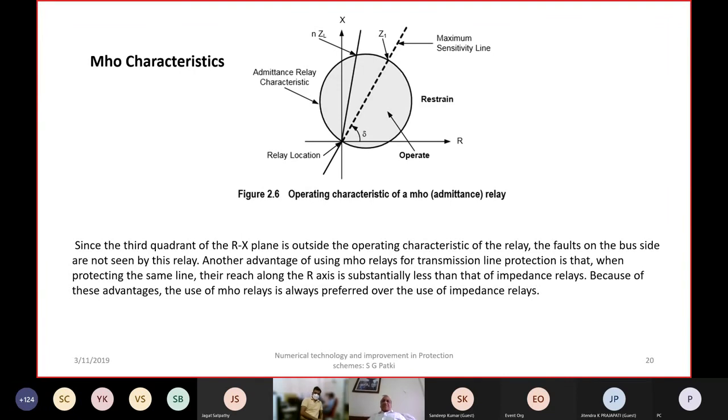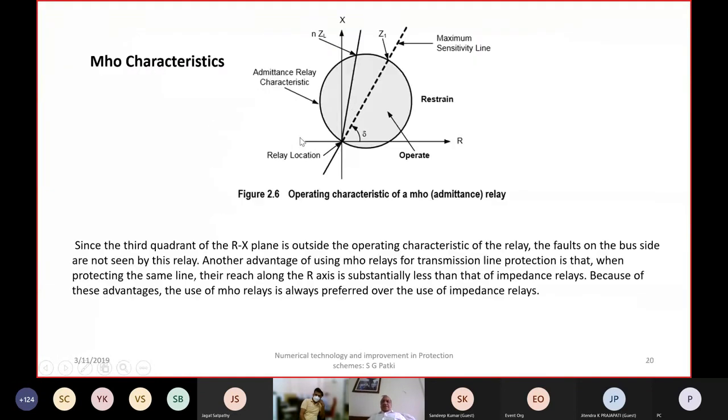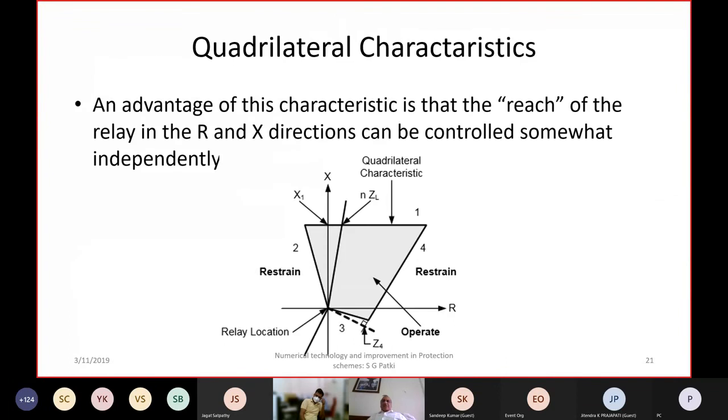So one of the actions which was taken is, this circle can be twisted, it can be tilted in this direction. So by tilting the circle towards the R axis, you can increase the resistive reach. So this is one of the techniques which was used.